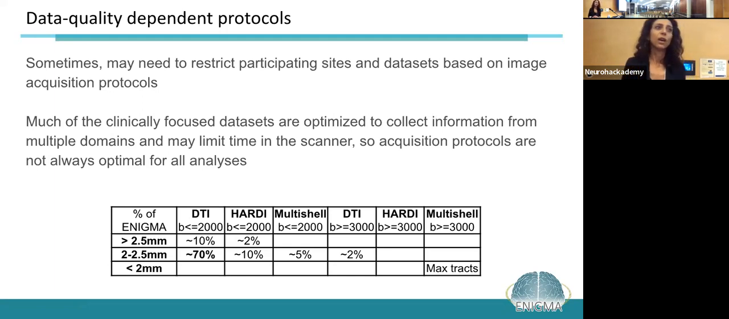And that allows the consortium to make the most of the newer data sets that have been collected with the better resolution and the better acquisition protocols.